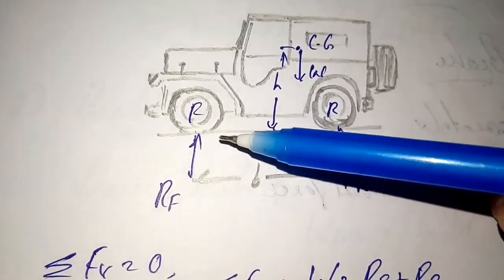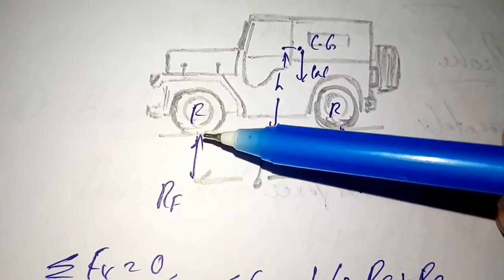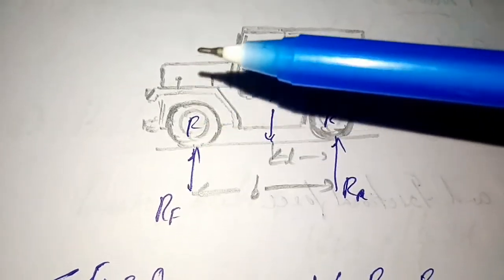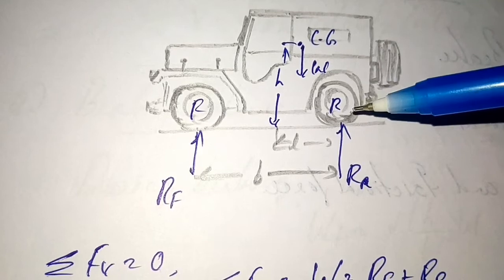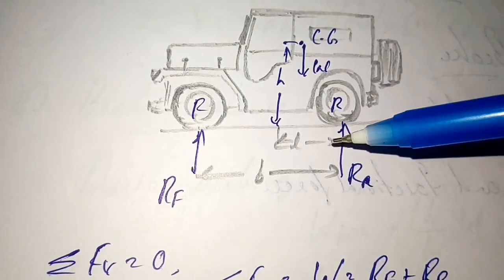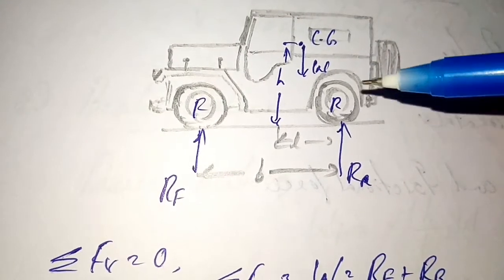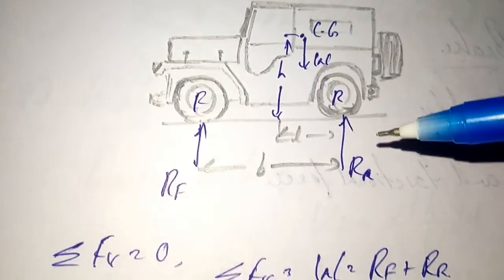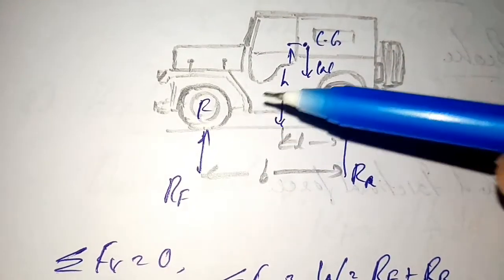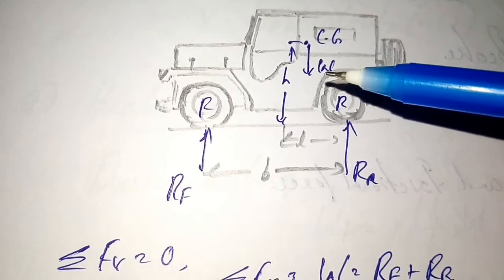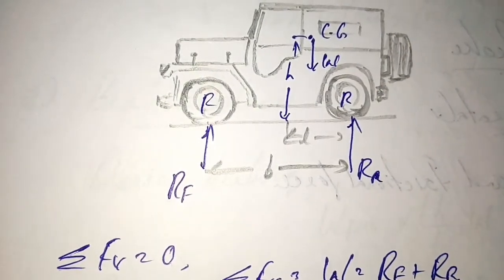Which means that the reaction at the front wheels, the front left wheel and front right wheel, will be equal, and similarly for the rear axle, the reaction at the left rear wheel and right rear wheel will be equal, so it will be equally distributed in the two tires of each axle. So we only have to find the reaction at the front axle and rear axle for finding the distribution of the four-wheel vehicle. So for that we have to find the force.